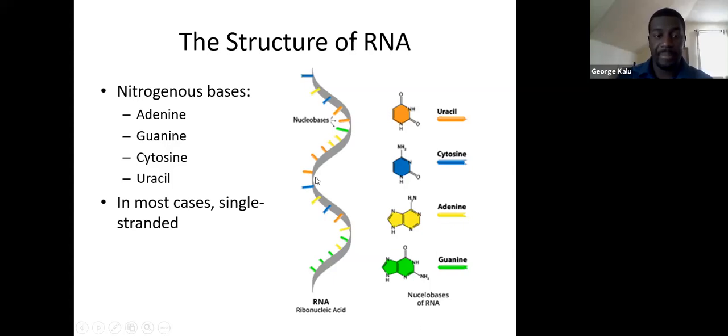And in most cases, RNA is going to be single-stranded, which means it's only going to have a single strand of RNA compared to DNA, which is always double-stranded.